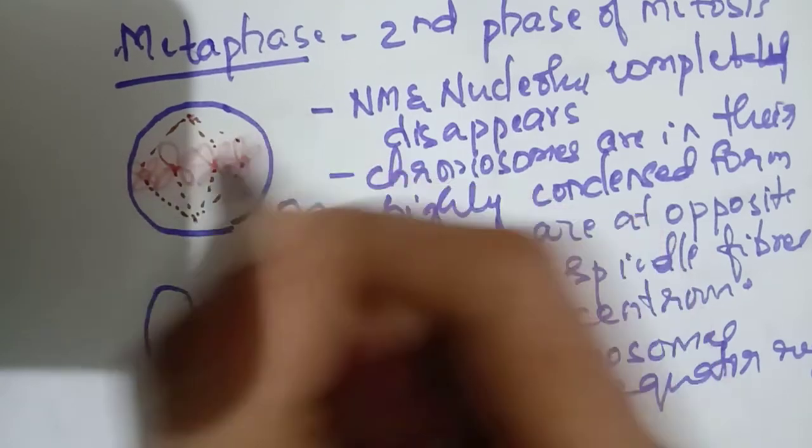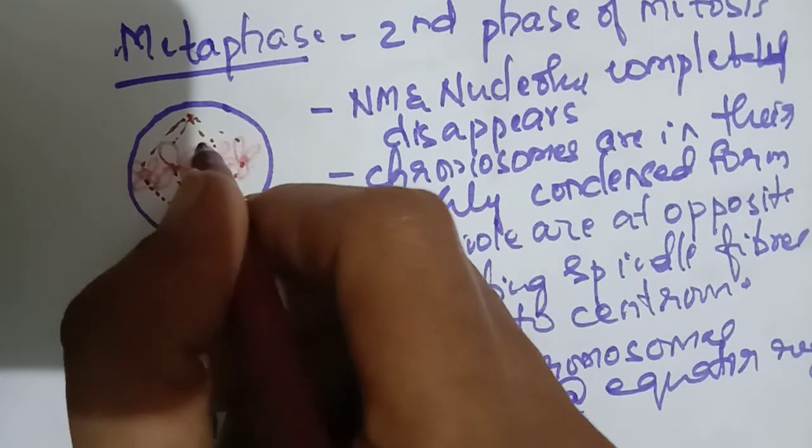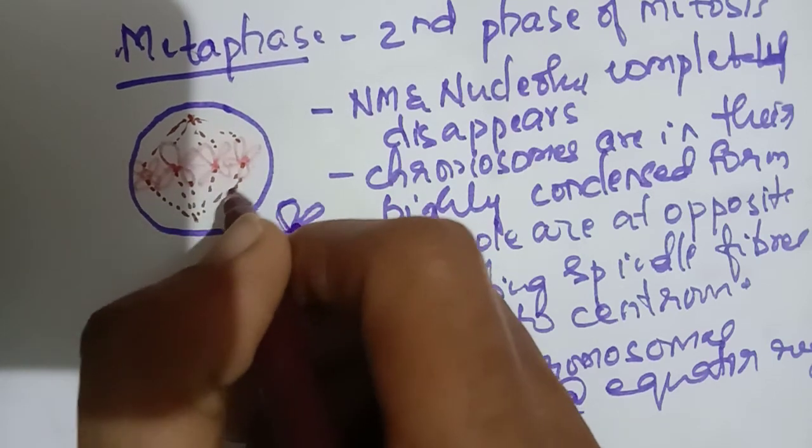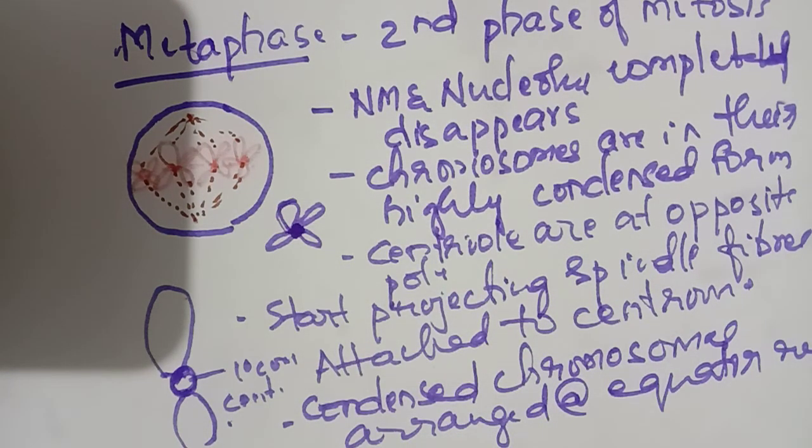Okay, and not only the centromere, some spindle fibers will attach to the ends of the chromatids also. So this is in the metaphase stage. Okay.